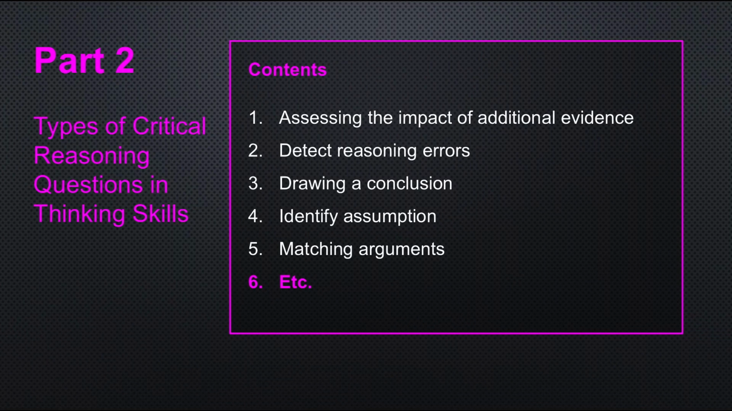As mentioned in our previous video, there are 6 types of critical thinking questions. They are assessing the impact of additional evidence, detect reasoning errors, drawing a conclusion, identifying assumptions, matching arguments, and "etc." questions, which are questions requiring a combination of strategies to solve the question. We will be covering "etc." questions in this video.